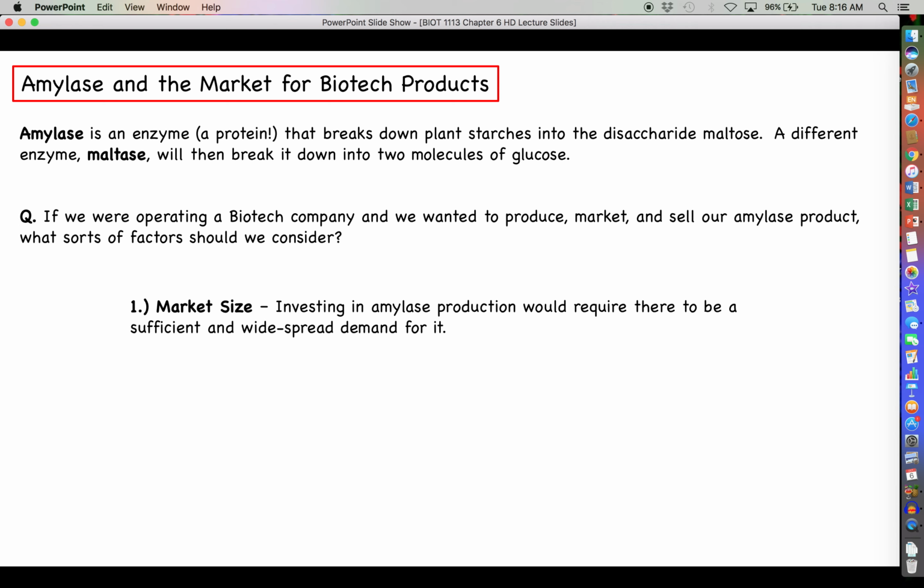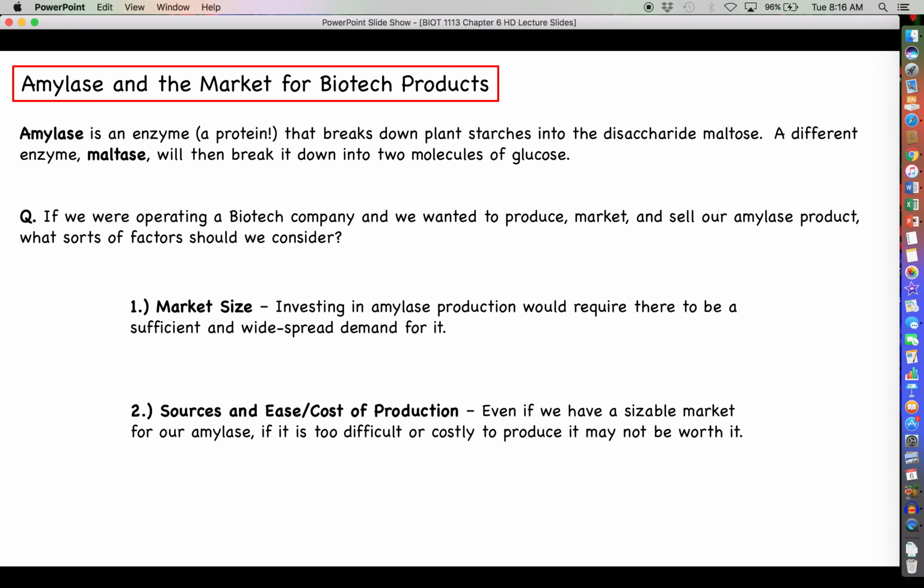So the first thing for us to consider is the market size. Basically, how much are people really going to need or want this product? If we're going to invest our time and our capital in amylase production, we need to be convinced that there is going to be sufficient and widespread demand for it. The next thing for us to consider is the sources and ease or cost of production. Basically, how easy or difficult will it be for us to make this, and will we be able to turn a tidy profit on it?